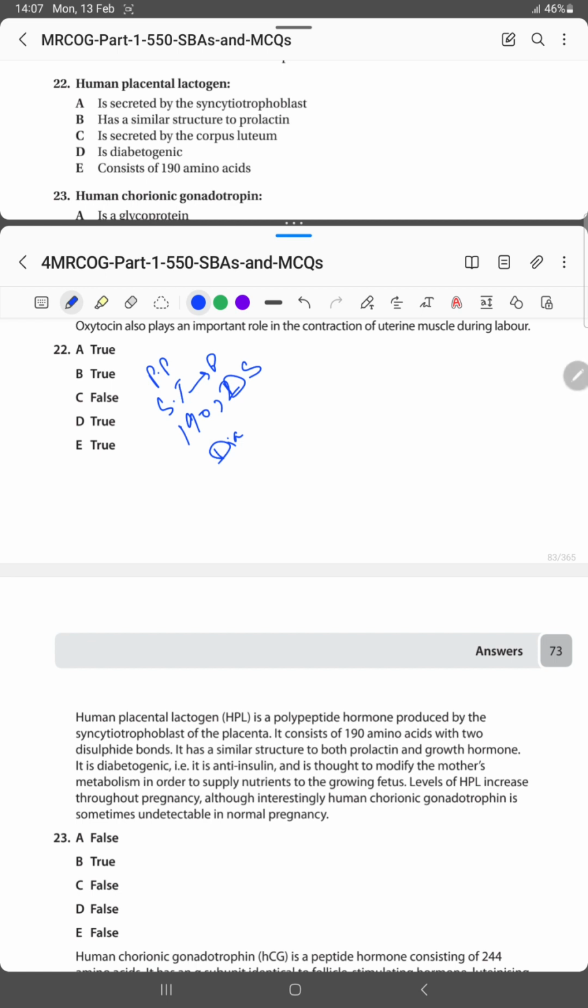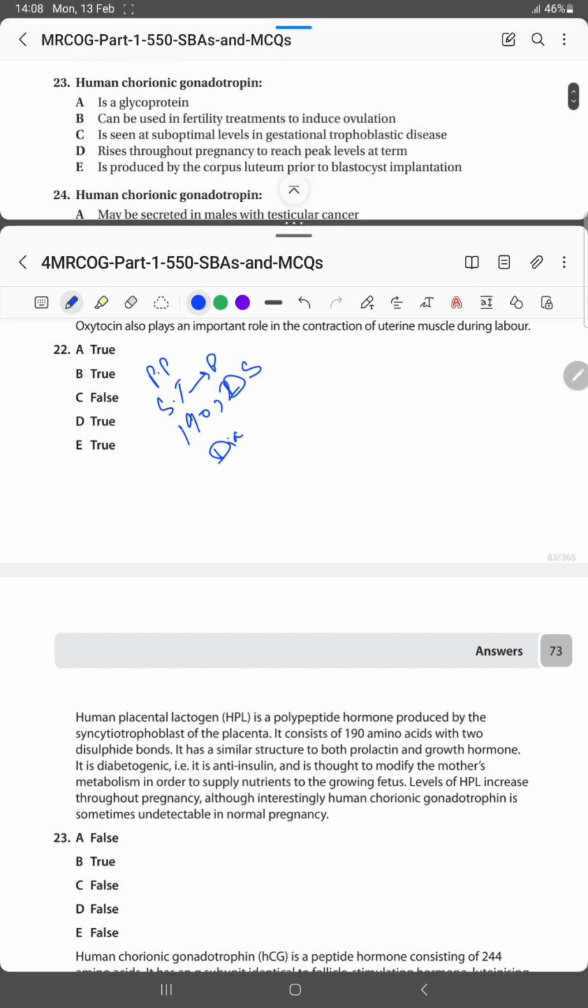Let's see our options. The human placental lactogen is secreted by the syncytiotrophoblast. Yes, it is true, and it has a similar structure to prolactin. Yes, again this is true, and it is secreted by the corpus luteum. No, it is secreted by syncytiotrophoblast, and it is diabetogenic. Yes, that is true. It consists of 190 amino acids. Yes, again this is true.